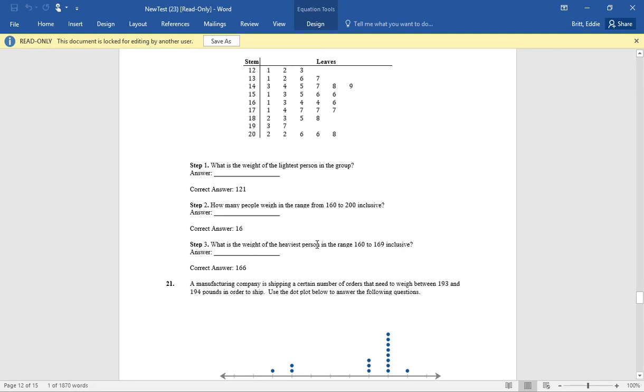What is the weight of the heaviest person in the range from 160 to 169? So this lists all the 160s. So the heaviest would be 166.